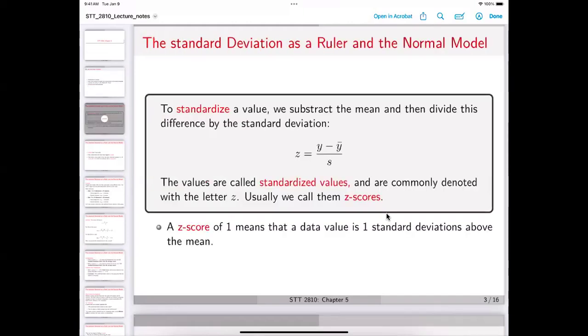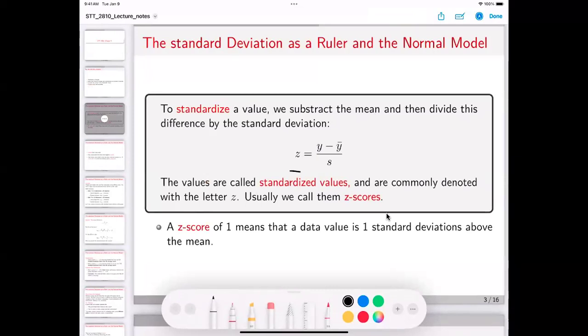So what do we mean by to standardize a variable? To standardize a variable, what we mean is that we subtract the mean and then we divide the difference by the standard deviation. So when we talk about standardizing a variable, we mean doing this. This y bar here is the mean of the variable, and the S is the standard deviation. So whenever we do this, we have standardized the values.